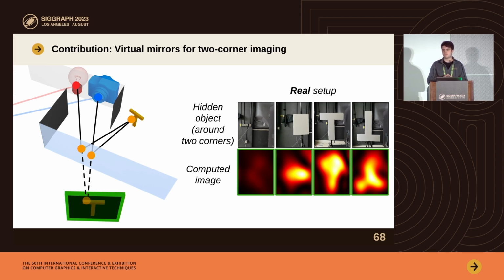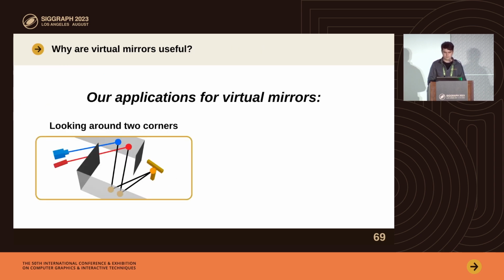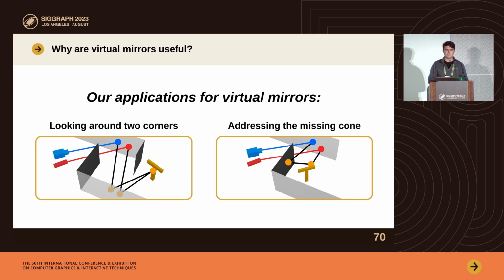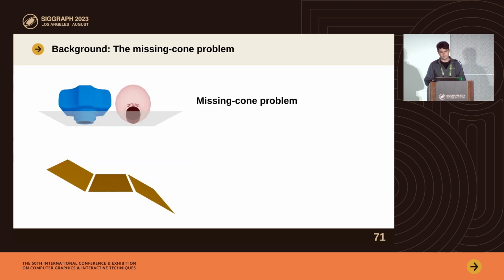One of the good things about our observation is that I explained it using the phasor field formulation, but our theory can also extend to other non-line of sight imaging algorithms using our same virtual mirrors theory. So until now, I talked about one of the applications of virtual mirrors, such as looking around two corners, but in our paper, we also tackle the missing cone problem, which is a fundamental problem for non-line of sight imaging, and I will go into details just now.